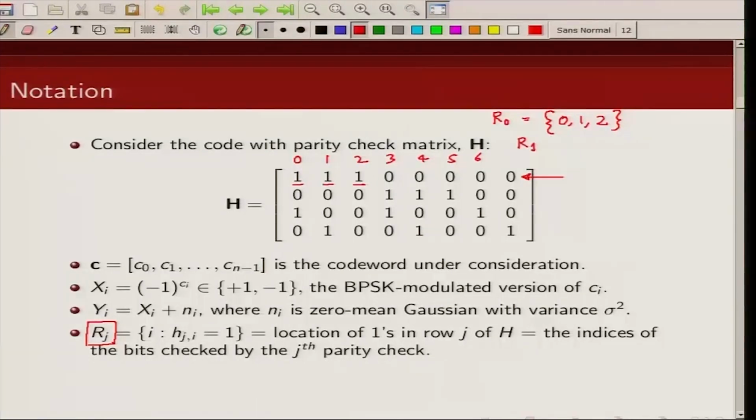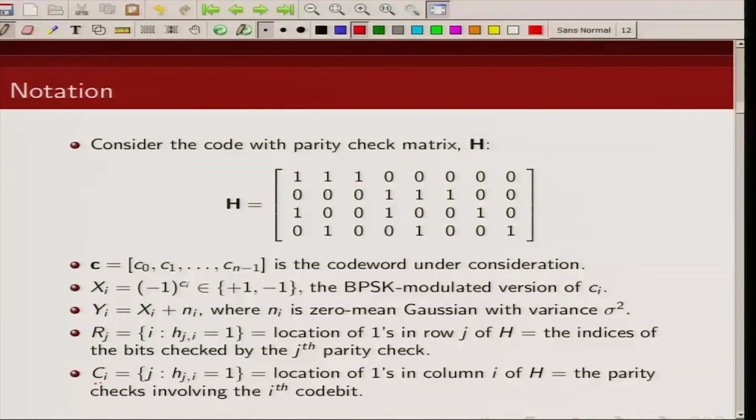Similarly, R1 will be this. R1 will be 3, 4 and 5. R2 will be 0, 3 and 6. And R3 will be 1, 4 and 7. So, that is your Rj.